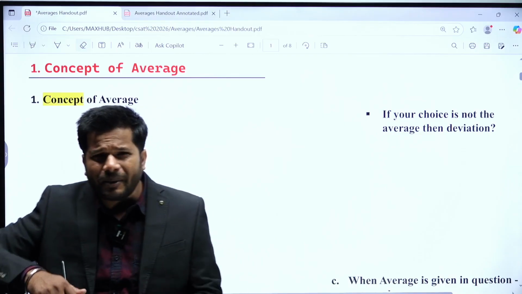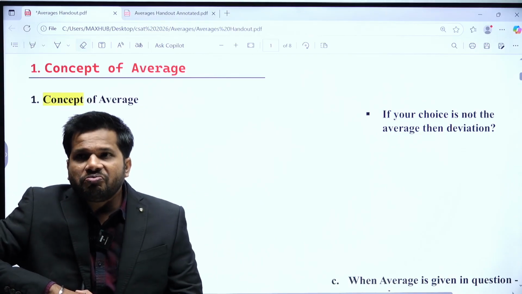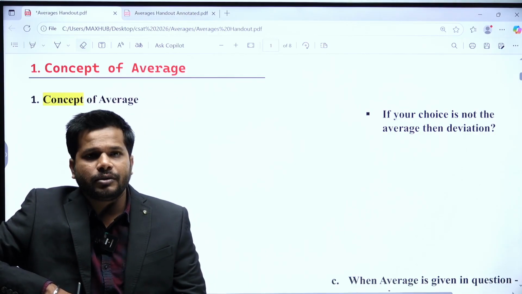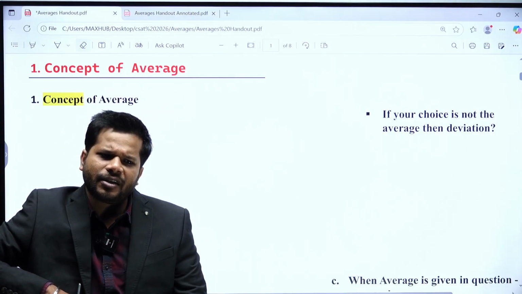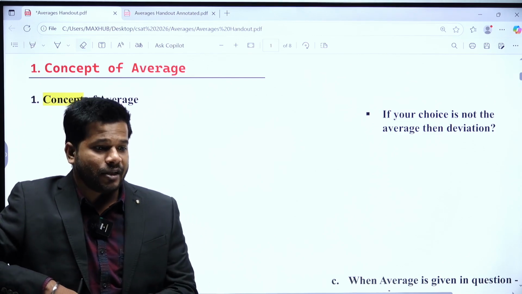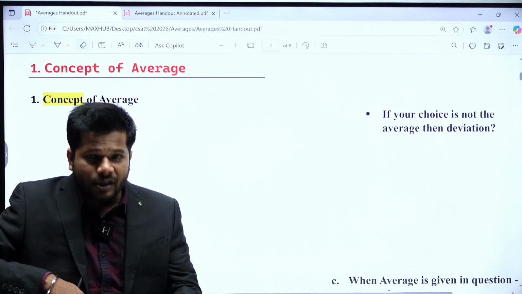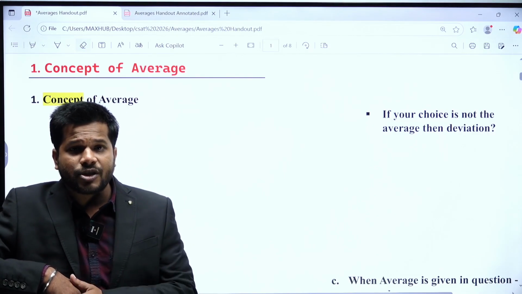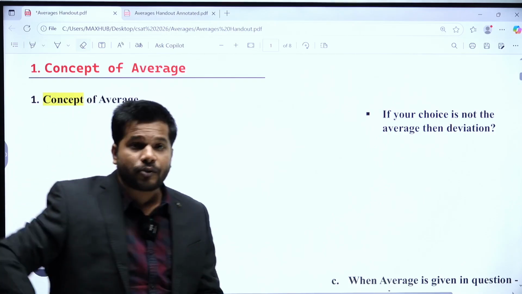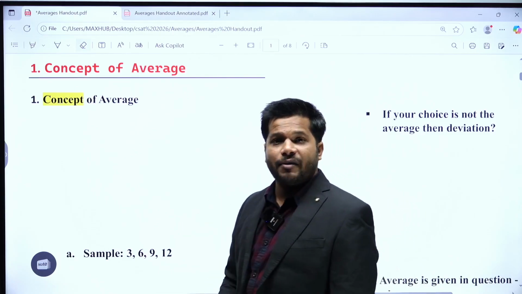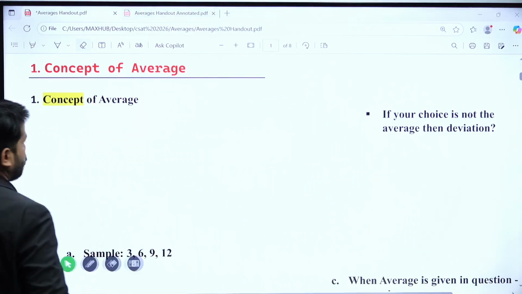Is average the middlemost term? No, it can be when there are two terms. Can it be the sum by number of terms? As I said, this is a formula, this is not the concept. But then why does a number become an average? If it is given 3 and 5, why is 4 the average? Why? This should be your question when you start this topic of average. Why does a number become an average? Let me take you to a note and let us discuss these details.